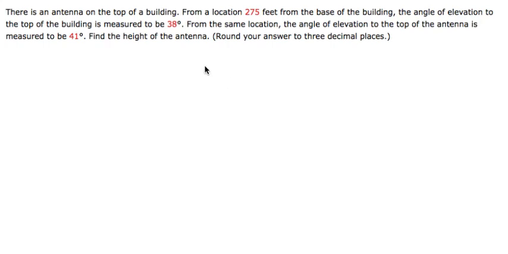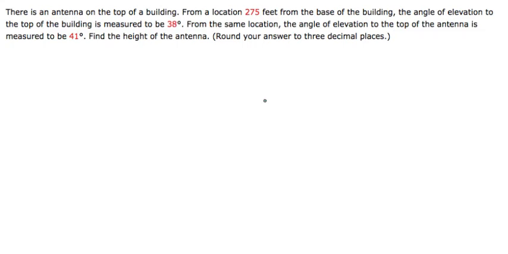In this problem, we have an antenna on top of a building. From a location 275 feet from the base of the building, the angle of elevation to the top of the building is measured to be 38 degrees. From that same location, the angle of elevation to the top of the antenna is measured to be 41 degrees. Find the height of the antenna.